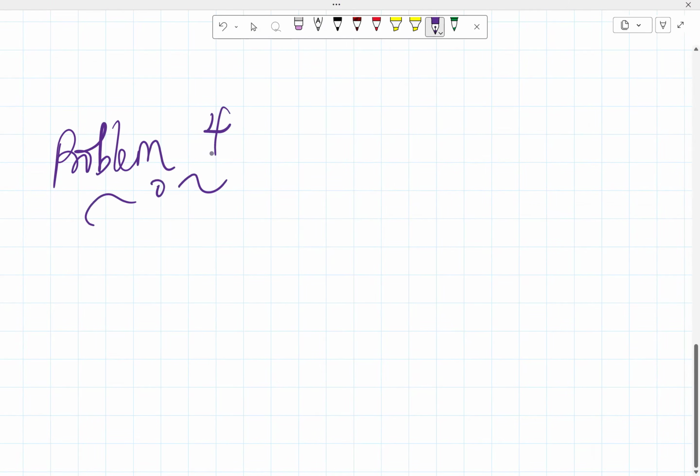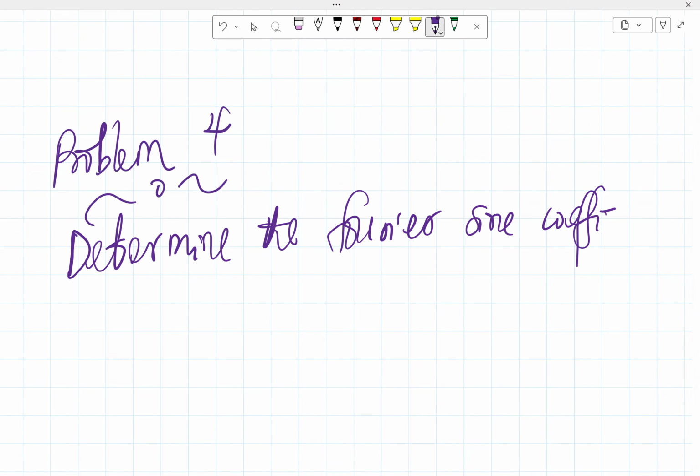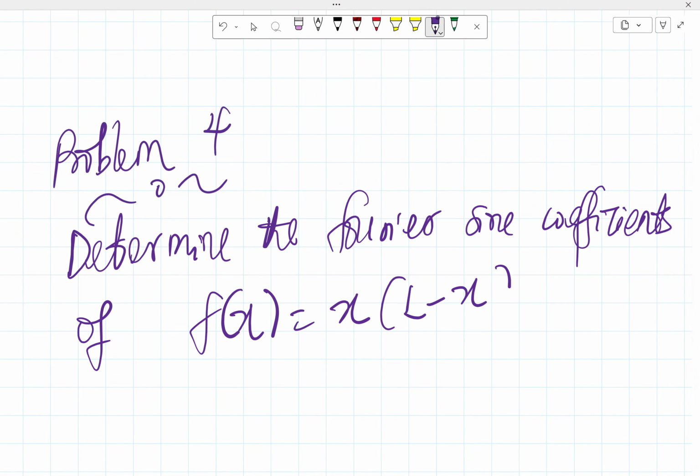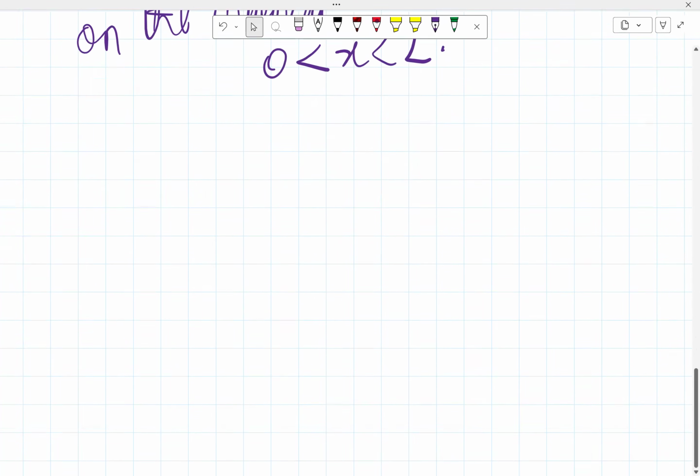So problem 4 is the first one. Problem 4 says to determine the Fourier sine coefficients of f of x equals x times L minus x on the interval 0 is less than x is less than L. So that's what we have to do. Let's go straight up to deal with that.